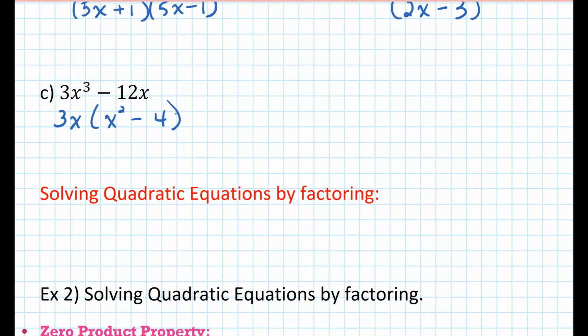And would we be finished here? No, because what is x squared minus 4? Difference of perfect squares. So we would have to go a step further. And so we carry down our 3x, and our difference of perfect squares turns into the plus and minus of the square root of each term. Oops, that should be a minus there.